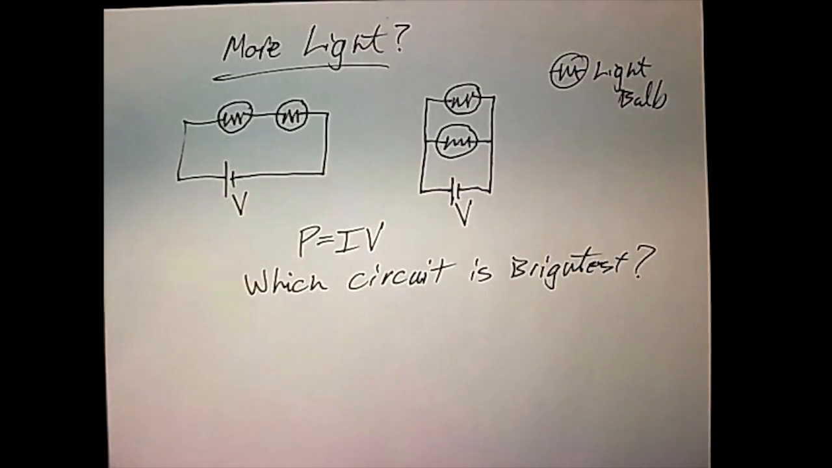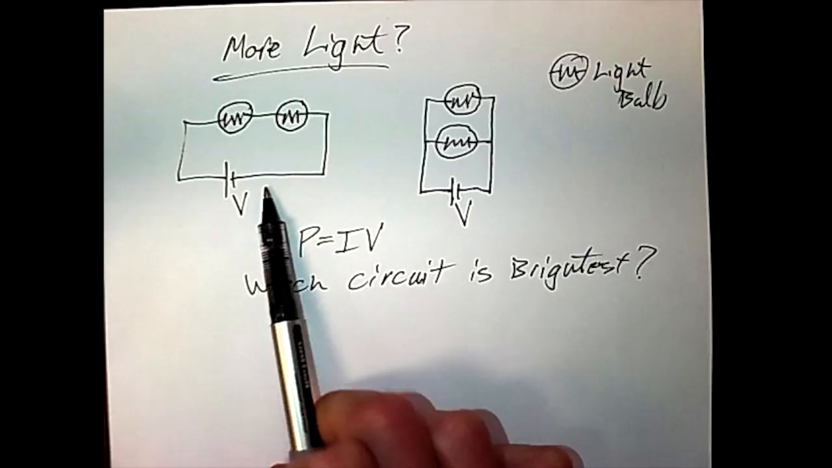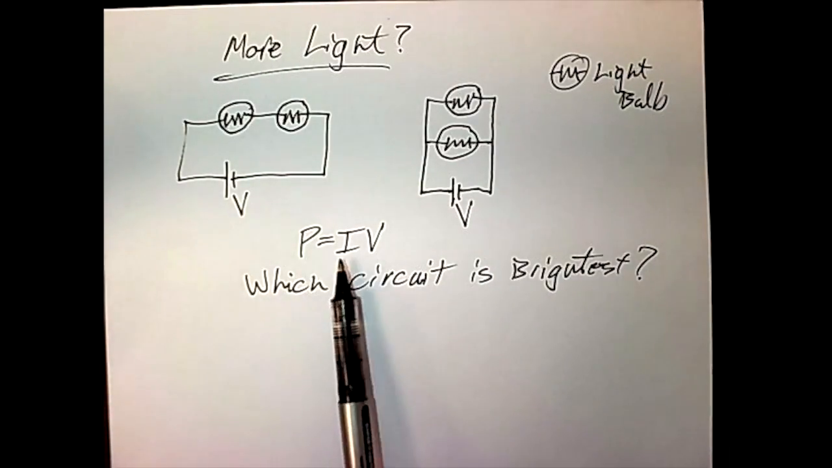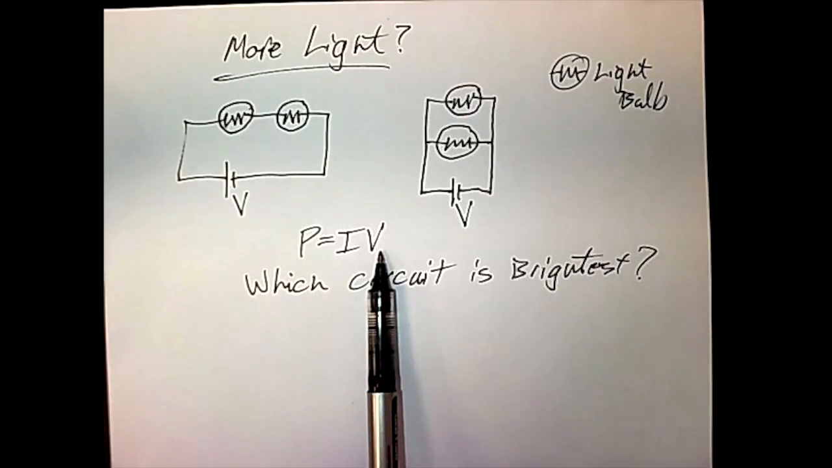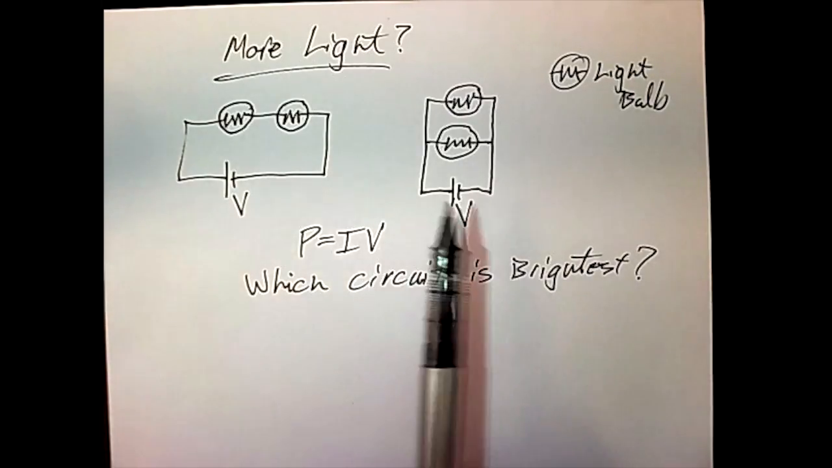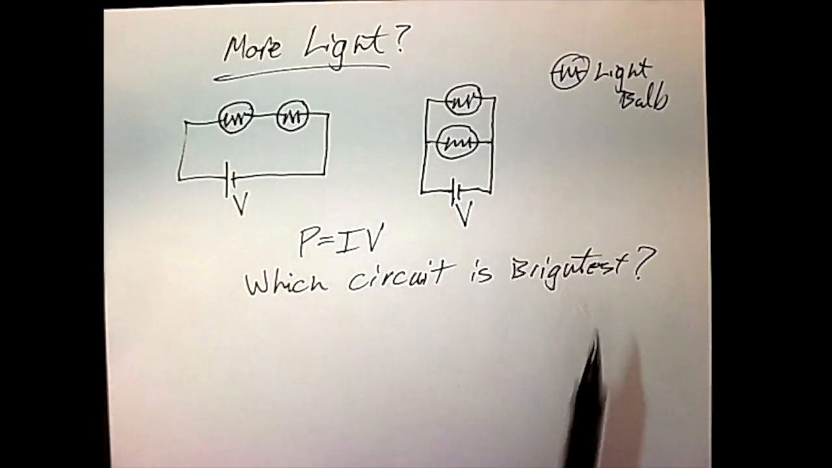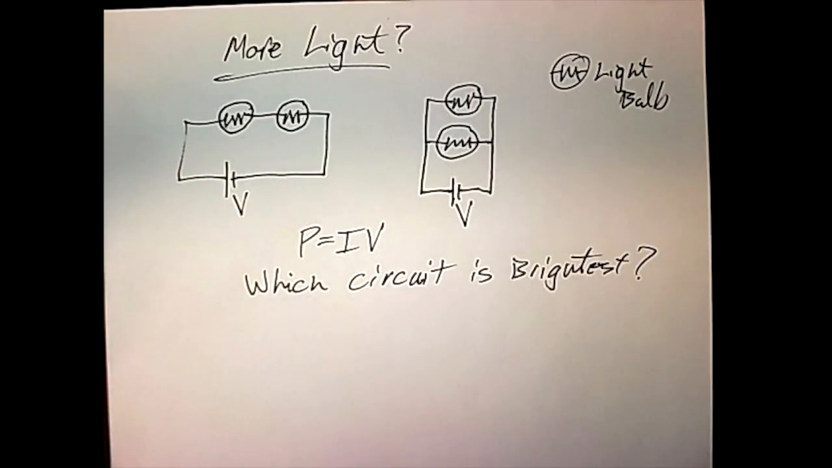In the previous video, I introduced these two circuits, a series circuit with two light bulbs and a parallel circuit with two light bulbs, and I asked you to consider that the power, being I times V for any individual circuit, would produce a certain amount of brightness, and the question was which one would produce more brightness.